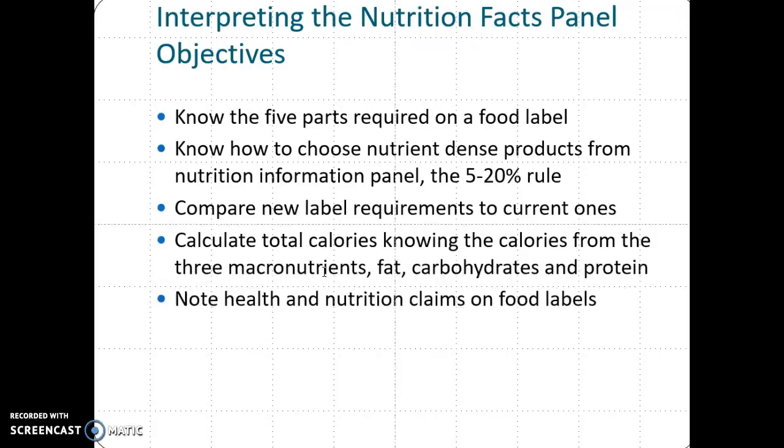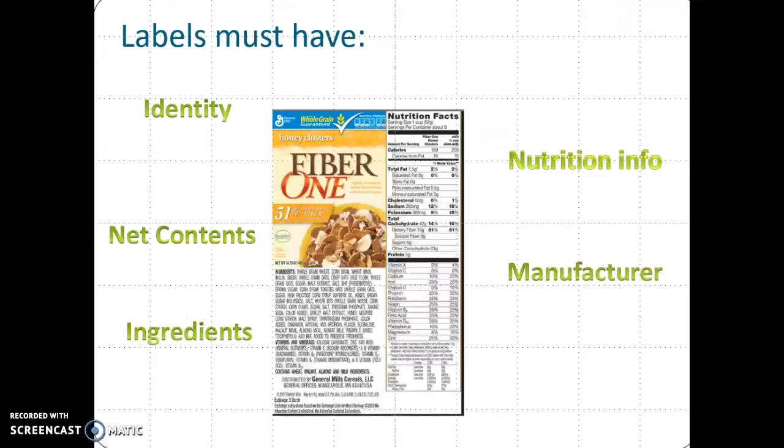So we can figure out how they get the calorie content. So in other words, it's only these 3 macronutrients that provide calories. And then we'll look at claims. So there's different claims on labels like prevents cancer or lowers your cholesterol level. So we'll look at what's required and allowed on a label.